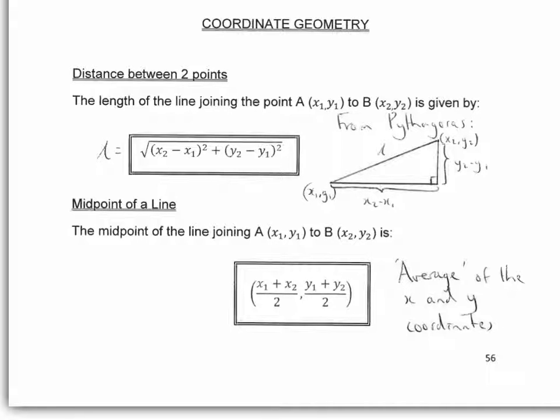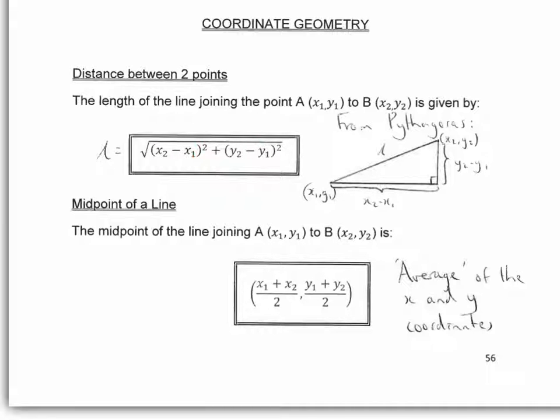Now, you can actually be quite flexible with this. It doesn't actually matter which way around you take away the x-coordinates or which way around you take away the y-coordinates, because when you square it, positives and negatives don't matter. So make sure the x's are grouped together and the y's are grouped together, but within those brackets you don't need to be too fussy about it. So where does this idea come from?